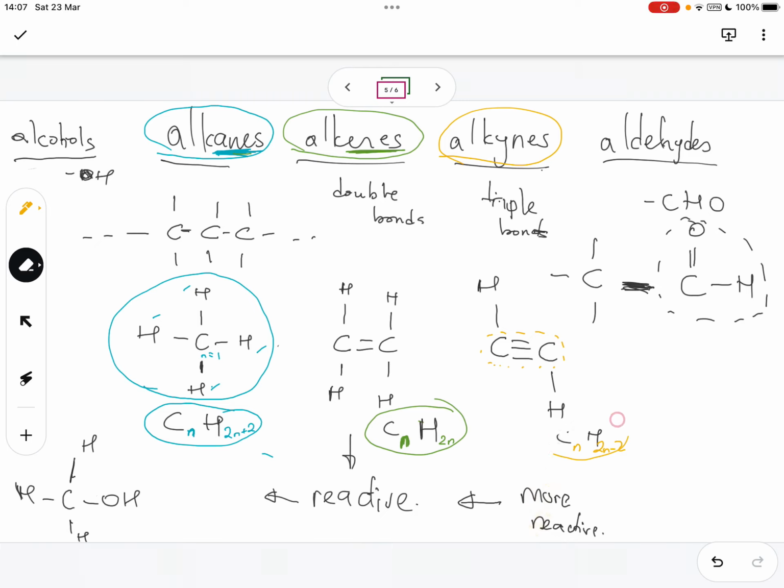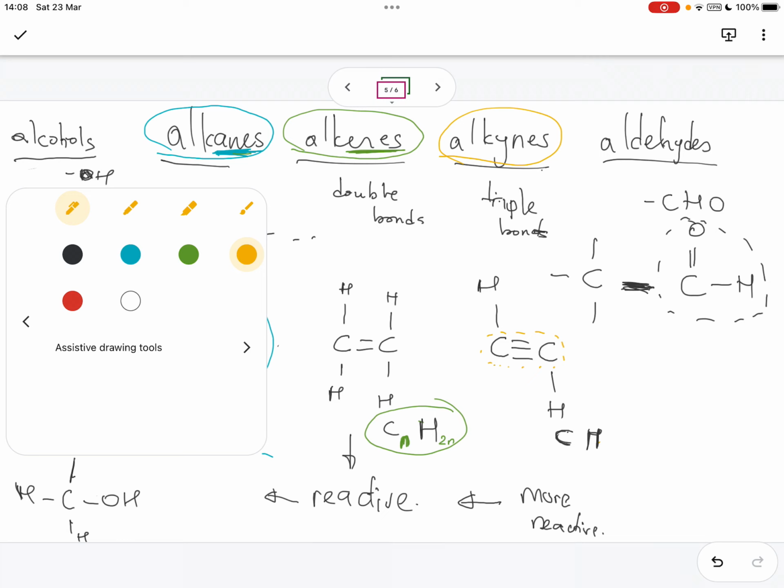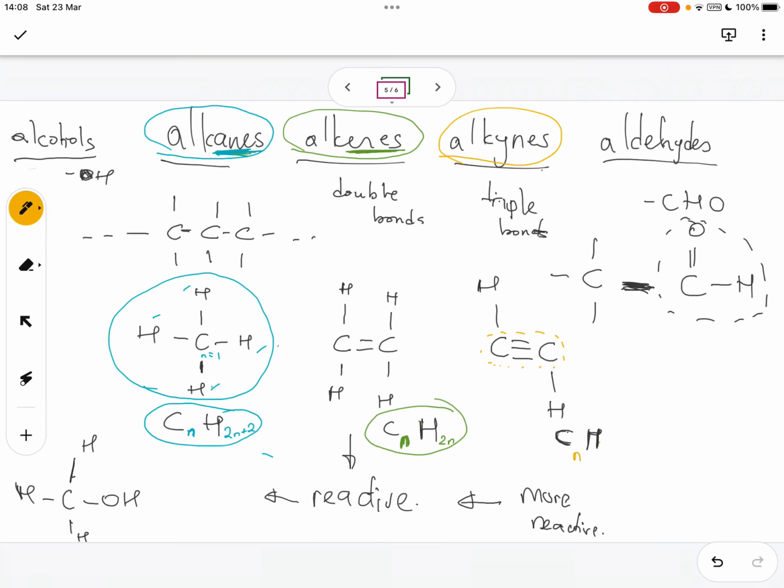So with alkynes, then the relationship between the number of hydrogens and number of carbons is a little bit different. And how is it different? So for every number of carbon atoms, you have n. Then how do you write the expression for hydrogen?